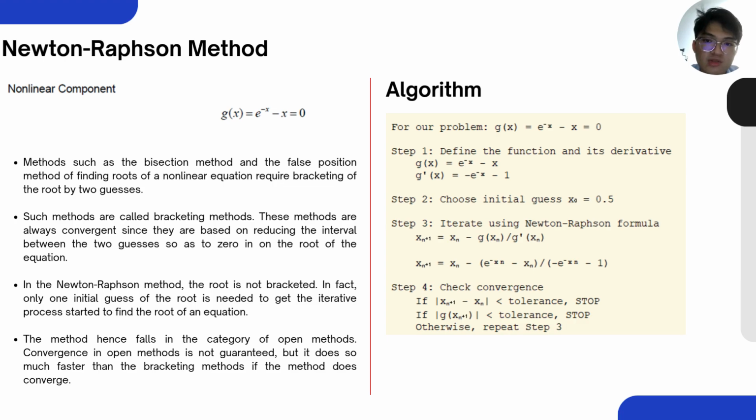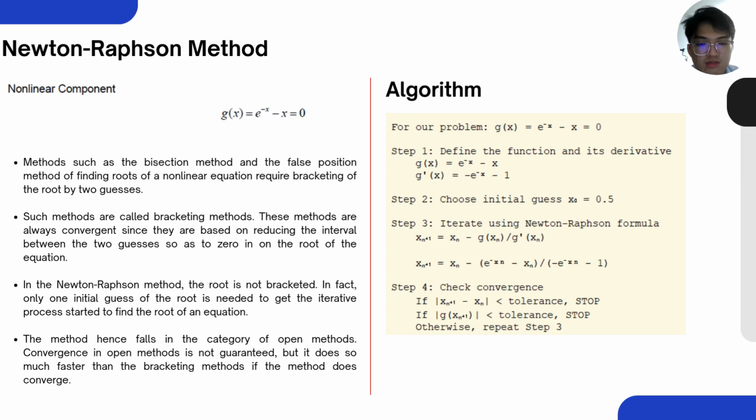So for the algorithm of the Newton-Raphson method, for step 1, we need to define the function and its derivative. In our case, g(x) is equal to exponent power negative x minus x. After we differentiate the original function, we get negative exponent power negative x minus 1. Step 2, we need to choose the initial guess for x. In our case, I will choose 0.5.